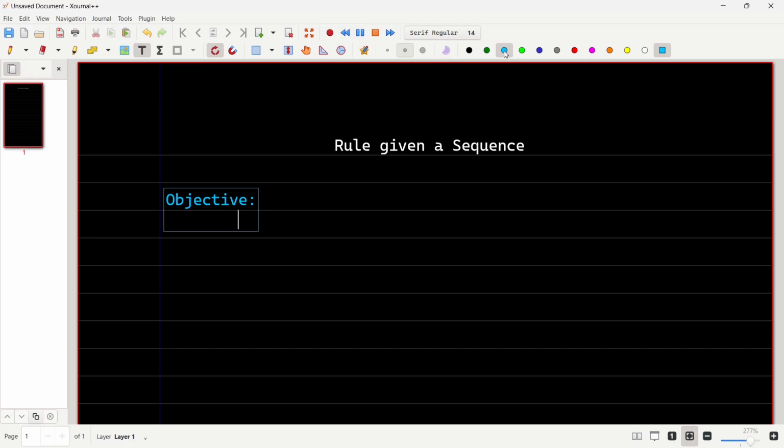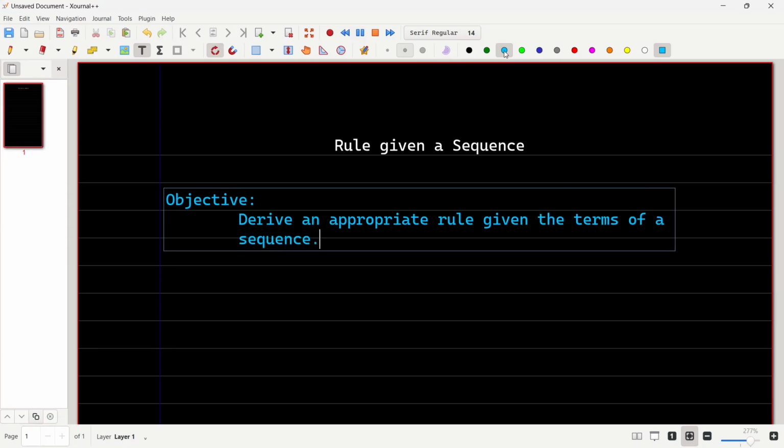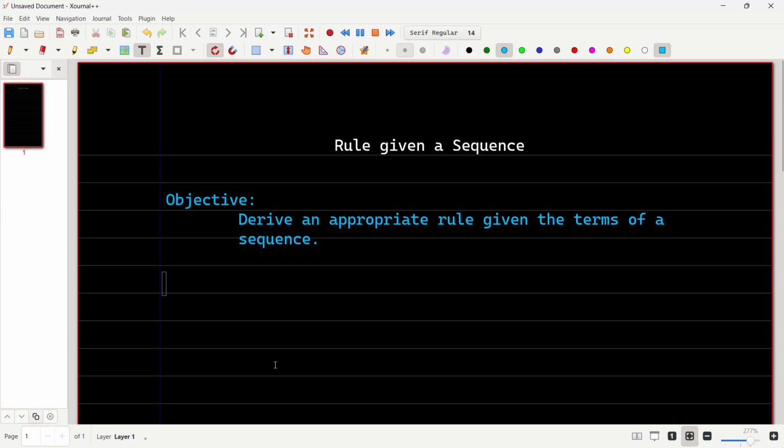The objective is as follows. You're required to derive an appropriate rule given the terms of a sequence. All right, so first off, let's talk about determining the rule.